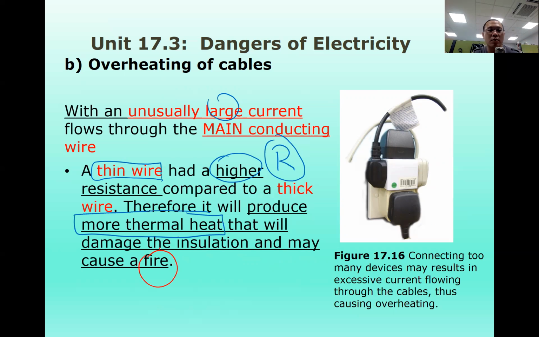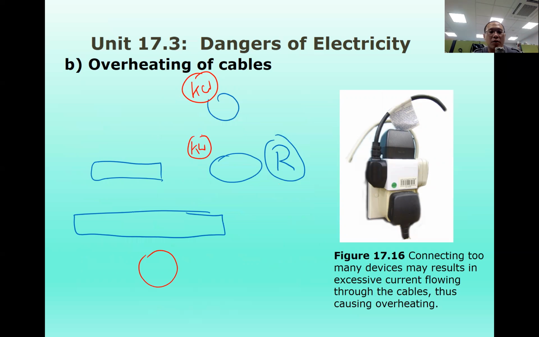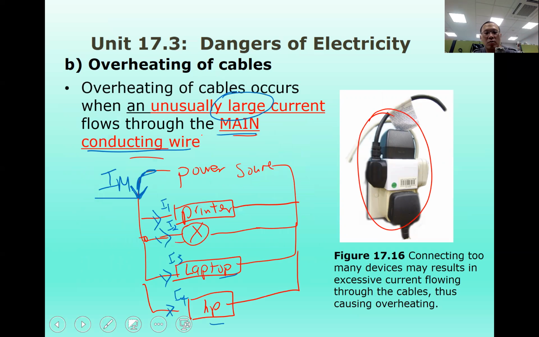If you look at the keywords here, you are looking for unusually high current, and the location, which is the main cable. In the previous example, in this picture here, remember the current in each of the appliances is actually their normal current. The exceedingly high, large current, where does it come from? It is at the main cable here.